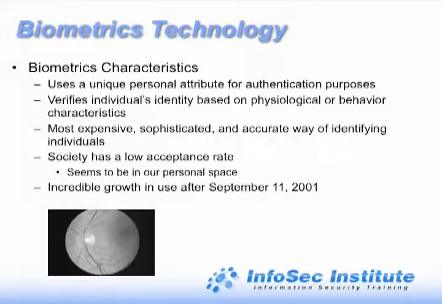Okay, biometrics. Again, these use a unique personal attribute for authentication purposes. It verifies an individual's identity based on physiological or behavioral characteristics, and is also the most expensive, sophisticated, and accurate way of identifying individuals. Society has a low acceptance rate depending on the item. I know with fingerprinting, a lot of people do not like the idea of somebody fingerprinting them. Yeah, I went till I was about 25 before I ever got fingerprinted. And I know a lot of people that haven't been fingerprinted their whole lives.